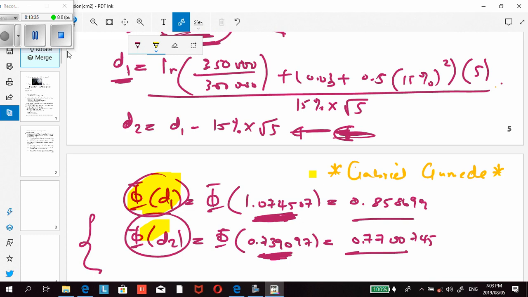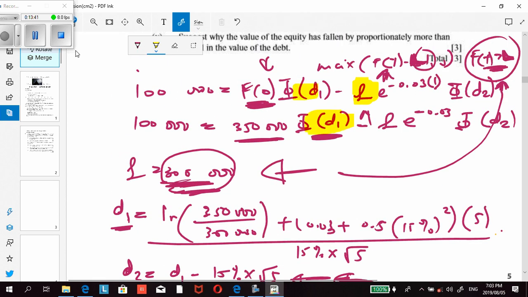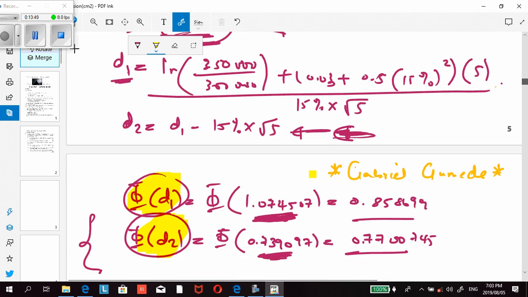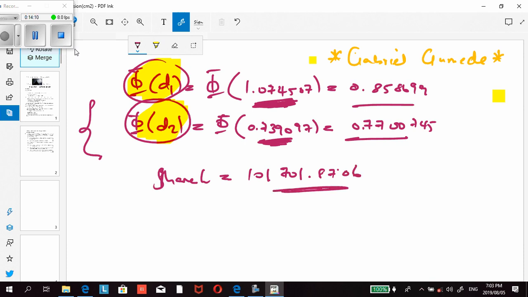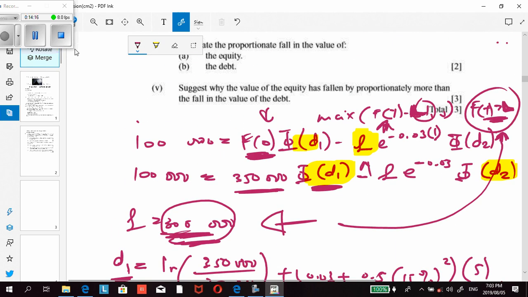So let me in fact highlight them and substitute them in your Black-Scholes formula here. And you're going to get the value of your call option, which is what the shareholders will get. If you do the substitution, you're going to get the value of the shareholders to be equal to 101,701.8706. You can see that is quite close to the 100,000 I'm looking for. So I'm doing good.